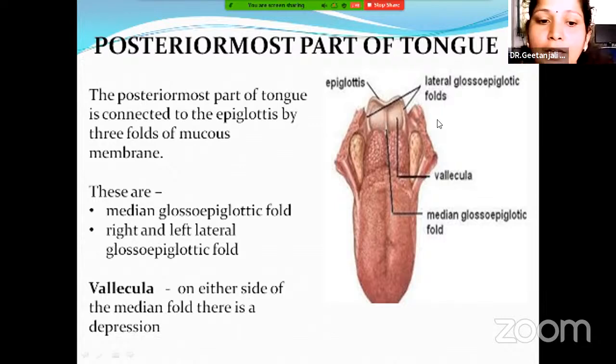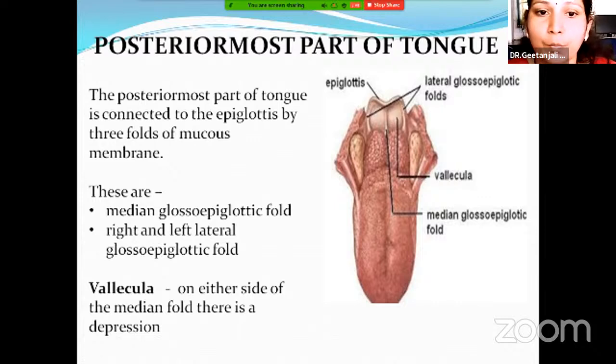Then vallecula. On either side of the median fold there is a depression called vallecula. See here, this is vallecula. This completes our posterior most part of the tongue.